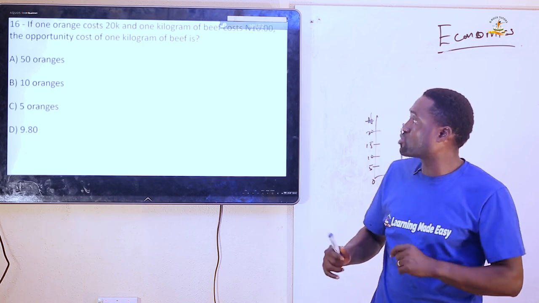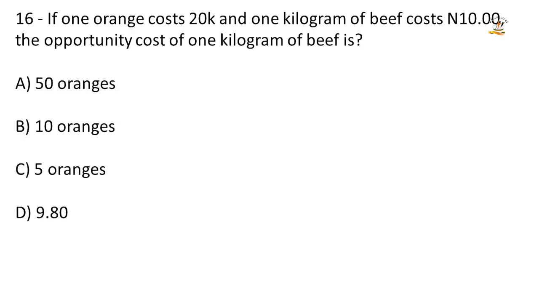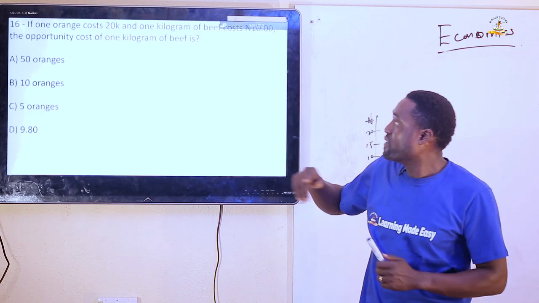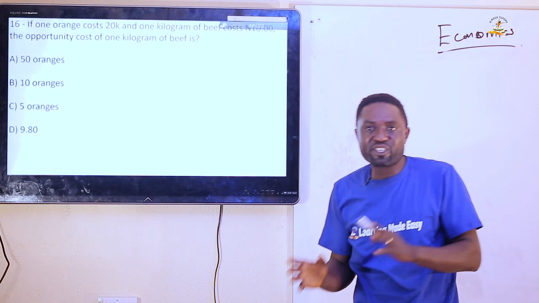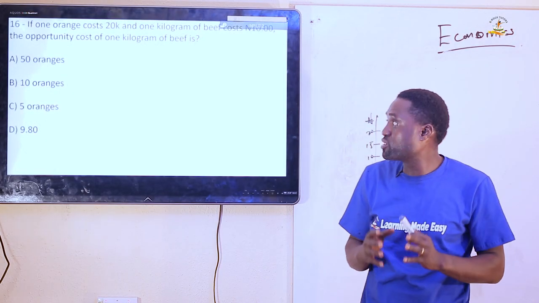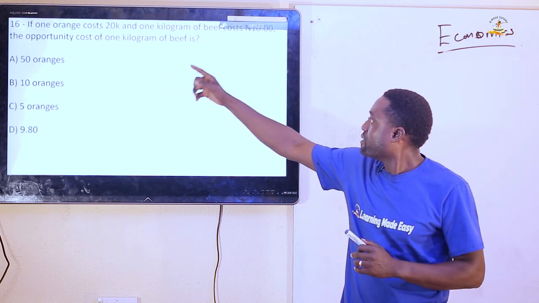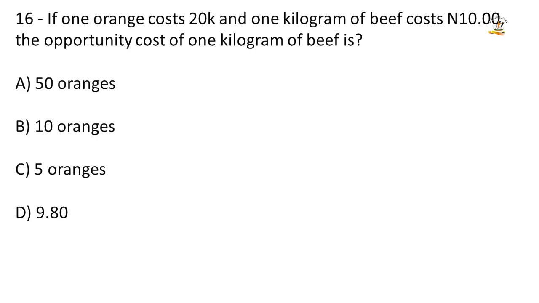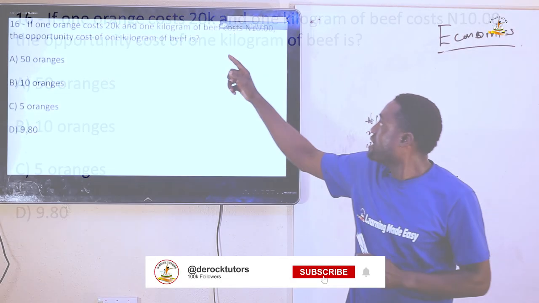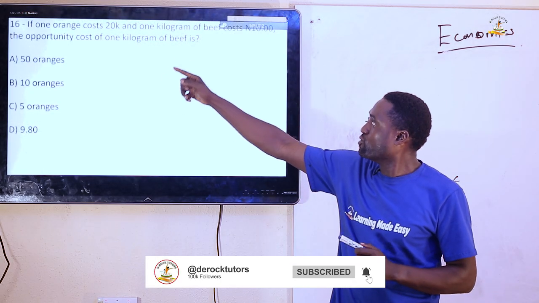So now look at this question. If an orange costs 20 kobo and 1 kilogram of beef costs 10 naira, the opportunity cost of 1 kilogram of beef, that means if you are not buying the beef, automatically you will buy oranges. Because the orange you did not buy is what is called opportunity cost. The beef, they said it costs how much? It costs 10 naira. Opportunity cost of 1 kilogram of beef is, that means if you did not buy the beef, then you bought the oranges.